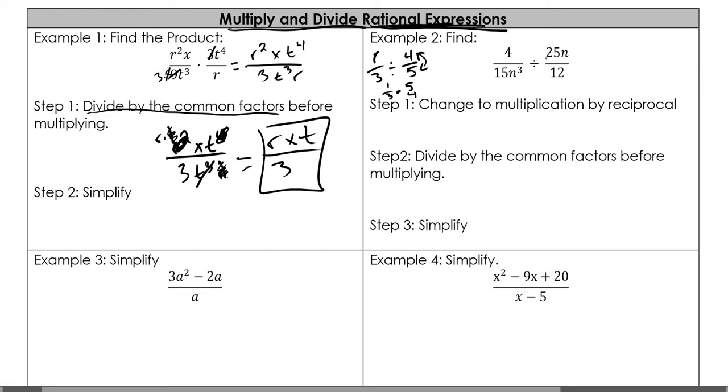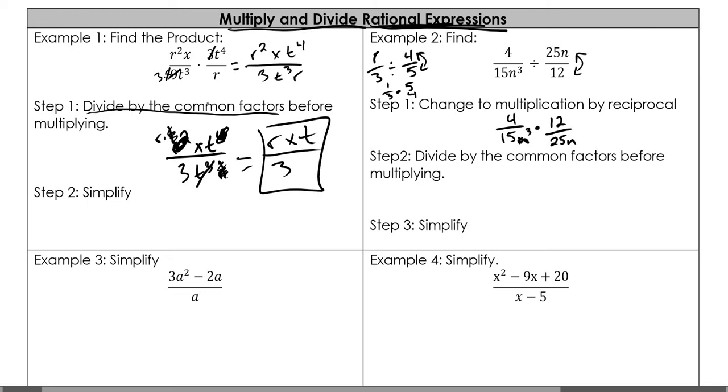So that's middle school. Now we're moving into algebra where we've got letters. Same process applies. Step 1, change the division to multiplication by the reciprocal. So I'm going to write the same fraction here, 4/15 to the 3rd. That's the same one, but then this changes to multiplication because we're flipping those two sides. 12 and then 25 n.